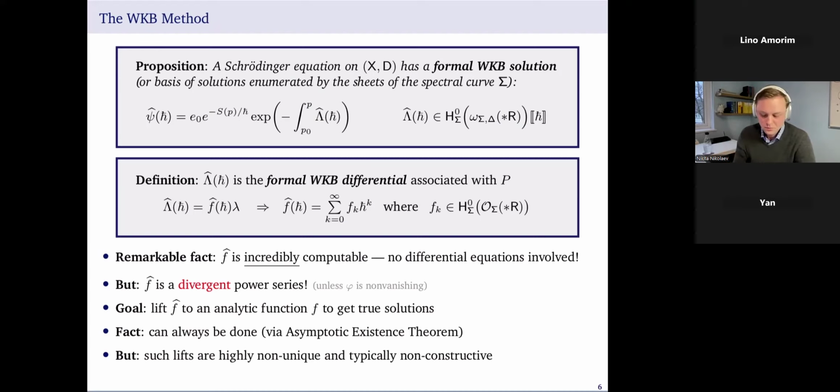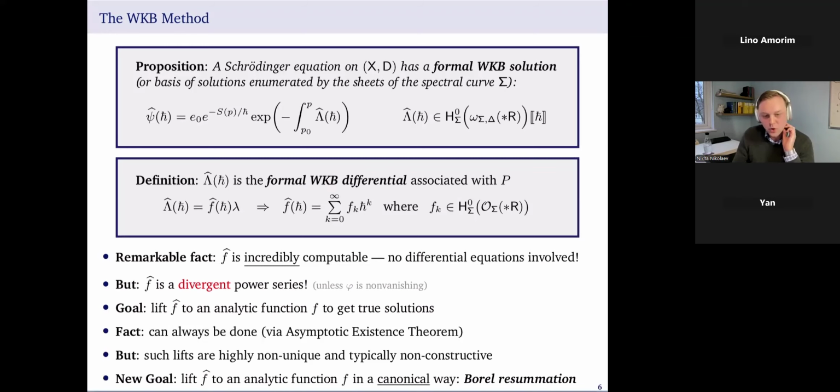So I'm confused. When you say that it always can be done, do you mean in sectors? In sectors. The typical asymptotic existence theorem says that if you have a power series and a sector of sufficiently small opening, there exists an analytic function whose asymptotic expansion is the given series, and this analytic function is highly non-unique. But you can always lift.